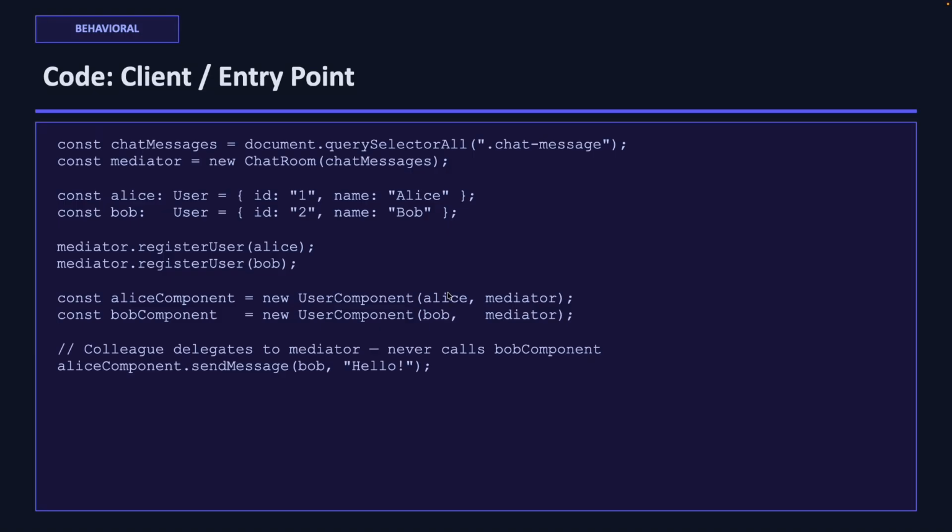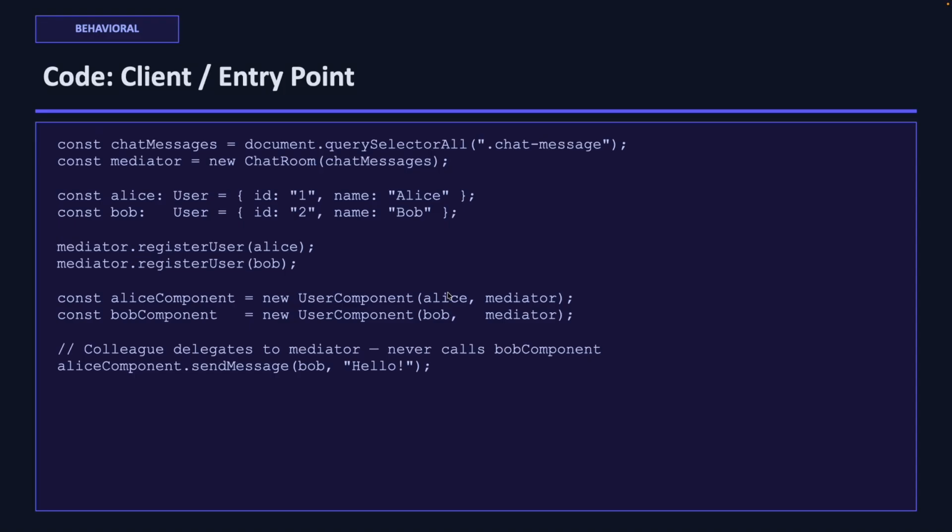So we have one chat room instance that's connected together with the chat messages, the DOM elements. And then we have Alice and Bob. Those are the users. And then we register each of those users with the mediator. And then after that, we create the user components, both with Alice and Bob and those mediators as well. And then finally, we're able to delegate those messages to the mediator itself.